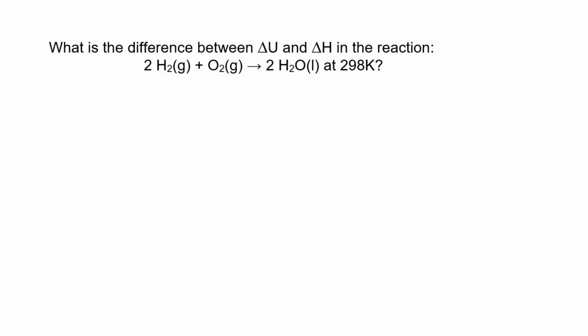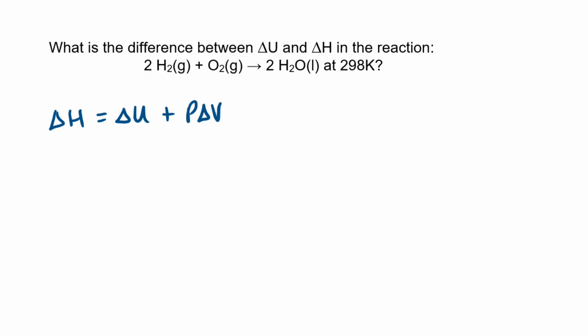In this example, we're looking at the combustion reaction for hydrogen with oxygen, producing liquid water at 298 Kelvin. And unlike in the last example, where it was only dealing with solids, now we're changing the number of moles between the reactant and the product. We'll start by writing down the equation. Delta H equals delta U plus P delta V.